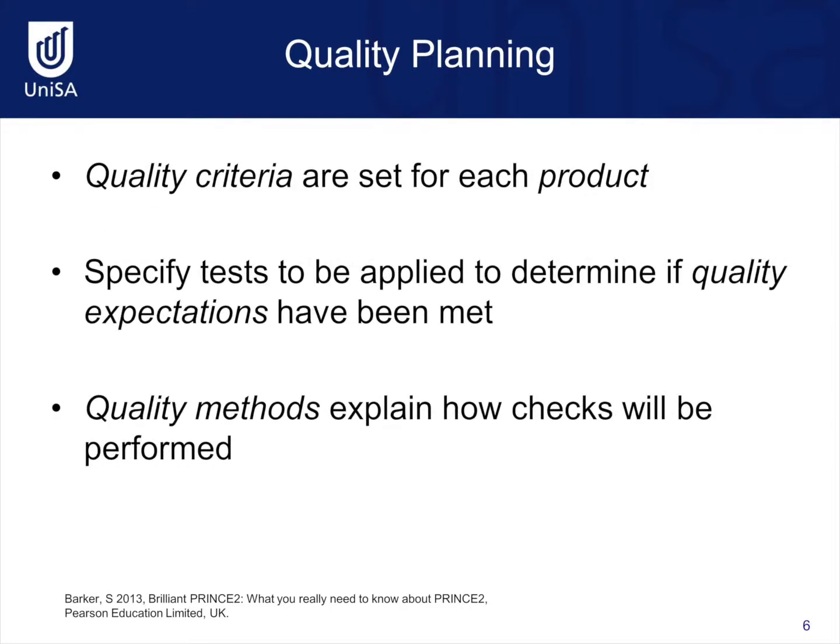When writing the individual product descriptions, we specify the quality criteria for each product. Once we've done that, we specify how we are going to test or check for those quality criteria being incorporated within that product. There are different types of quality testing that can be done, depending on what products are being developed. The quality methods explain how those checks will be performed.